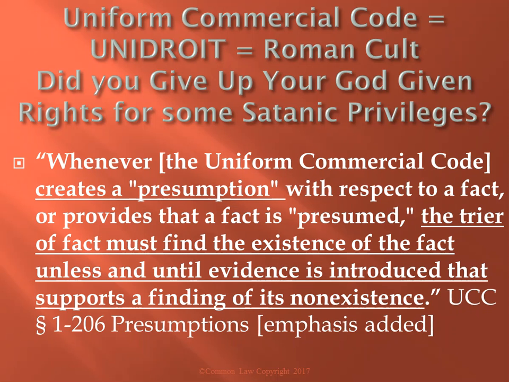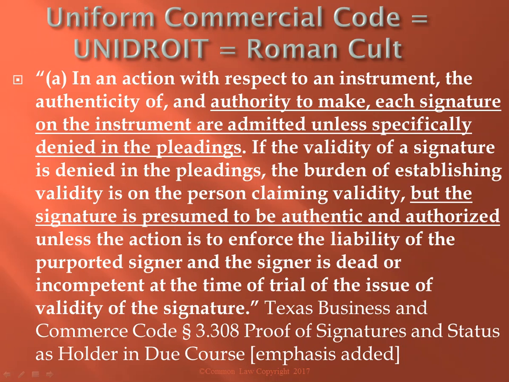And this is the Uniform Commercial Code, Section 1-206. It says, whenever the Uniform Commercial Code creates a presumption with respect to a fact or provides that a fact is presumed, the trier of fact must find the existence of the fact unless and until evidence is introduced that supports a finding of its non-existence. And so this is the Texas Business and Commerce Code, but actually it's the Uniform Commercial Code. It's the same thing, just the Texas version of it, word for word the same.